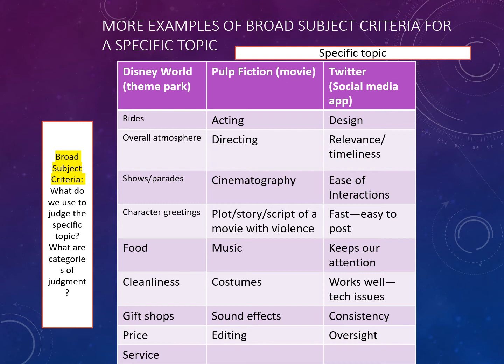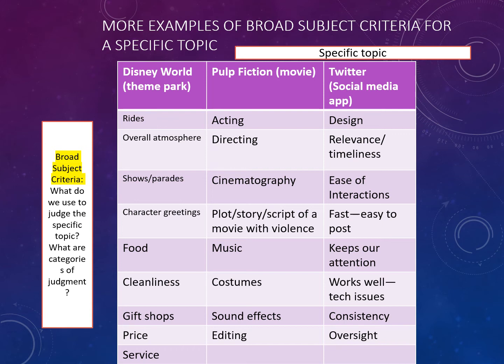Okay, I've made a little chart here to help you understand a little better what I mean between specific topic and broad subject criteria. Obviously the specific topic is what you've chosen to review. The broad subject criteria are what we use to judge the specific topic, essentially the categories of judgment. Here are 3 specific topics that I might choose, in completely different categories. One is in the category of a theme park, one is a movie, and one is a social media app. My specific topic is Disney World, or Pulp Fiction, or Twitter.